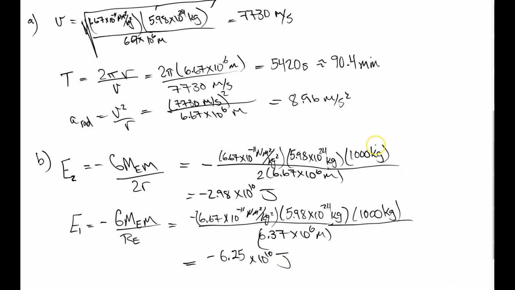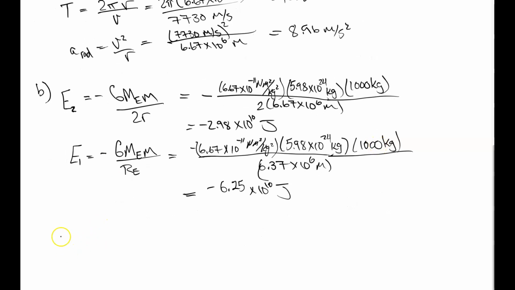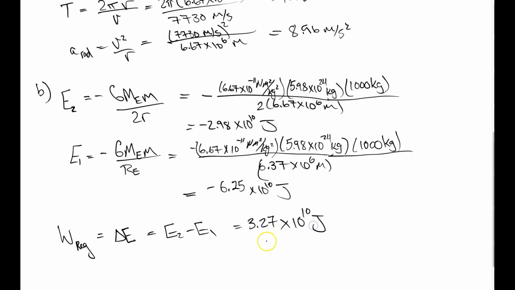So the required work, if you remember, the work is the change in potential energy. So this is going to be E2 minus E1. And if we do that, we use these numbers, we get about 3.27 times 10 to the 10th joules.